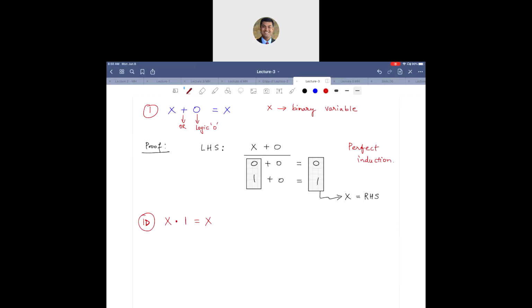To prove this, what is X and 1? Let's use the same perfect induction method. You have X and 1. X can be 0, X can be 1. Anded with 1 and 1. 0 and 1 is 0, 1 and 1 is 1. This is the same as that. This is X. This is also X. This is my right-hand side. I started with my left-hand side here.